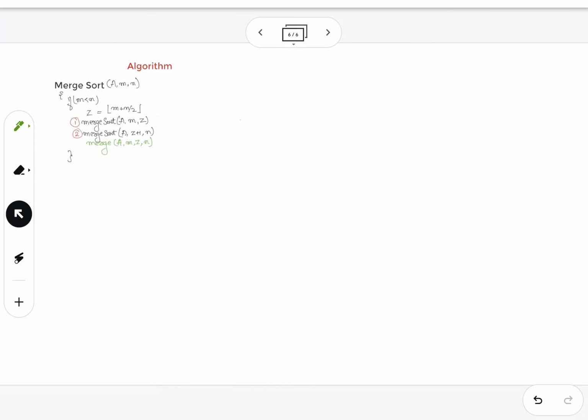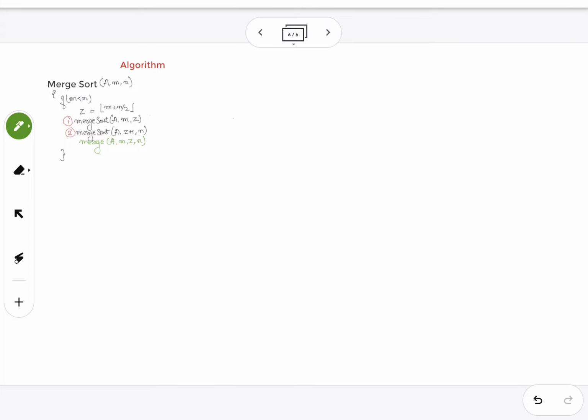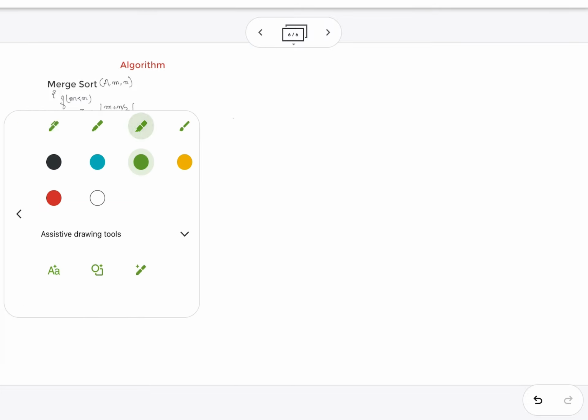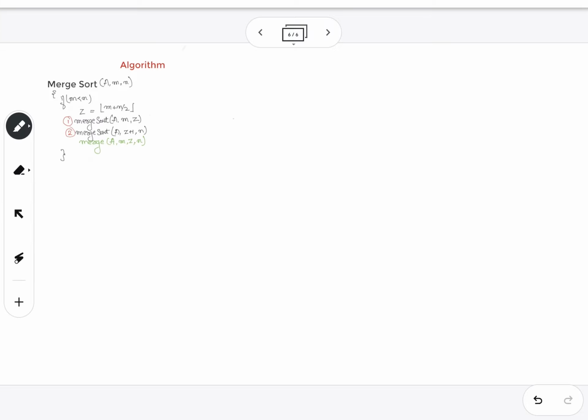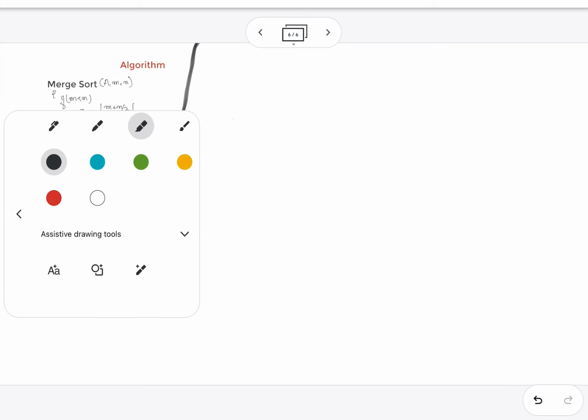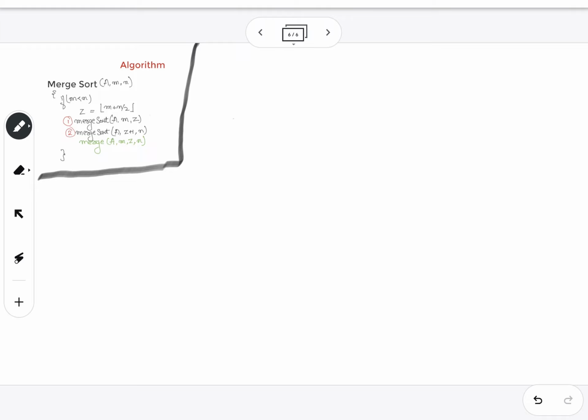Now we talk about the merge sort algorithm. Previously we talked about the merge. Now we'll talk about the merge sort. This was the algorithm. Now let's talk about the merge. So this initially takes an array of A, m, n. So let's draw an array again.